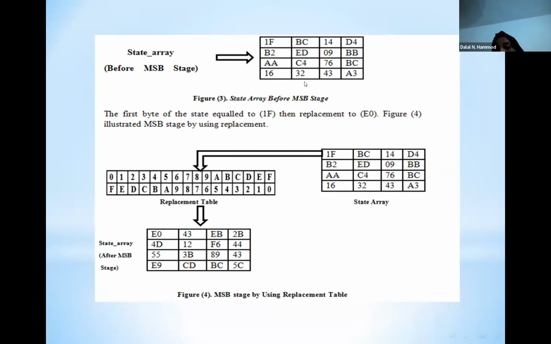The first block consists of the state array. Each value consists of 16 bytes. Each byte has a hexadecimal value; take the first value, 1F, and replace it with another value from the replacement table. 1F is replaced by E0, and the final state array is shown at the bottom of the slide.